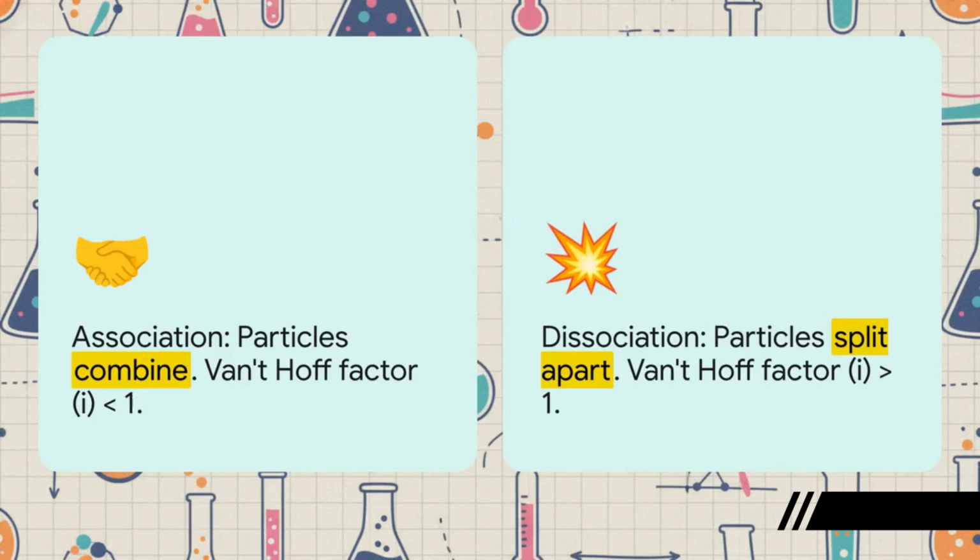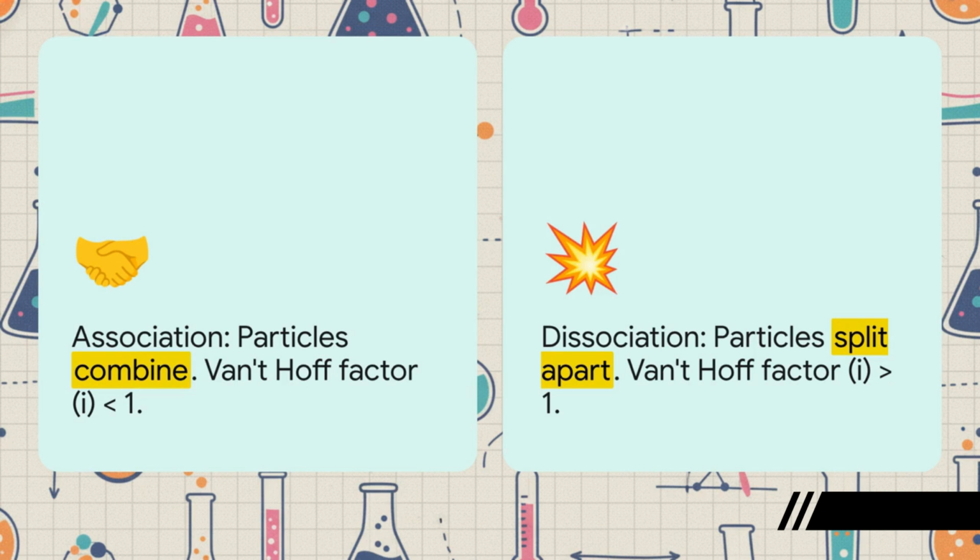And finally, for our shortcuts, let's decode the Van't Hoff factor, i. Look, all it does is count the actual number of particles you have floating around in the solution. If particles associate, or stick together, you have fewer particles than you started with, right? So i is less than 1.